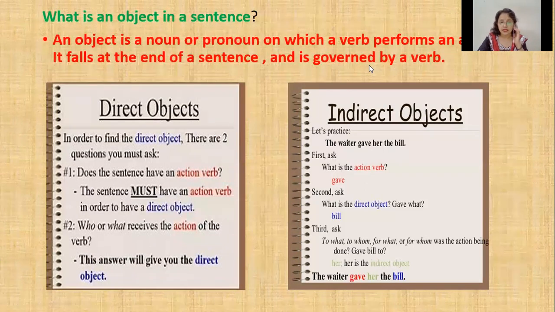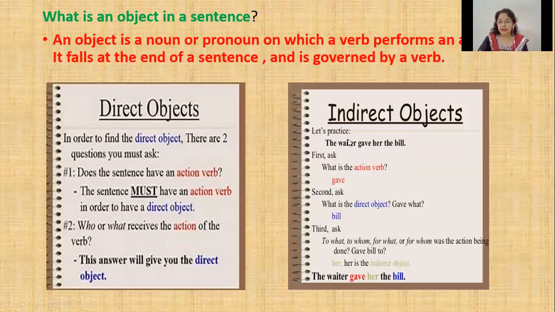Now, just a quick recap of direct objects and indirect objects. In order to find the direct object, there are two questions you must ask. Does the sentence have an action verb? We have already cleared this in our first video. The sentence must have an action verb in order to have a direct object. Then ask, who or what receives the action? The answer will give you the direct object.